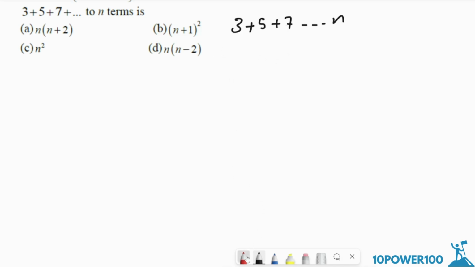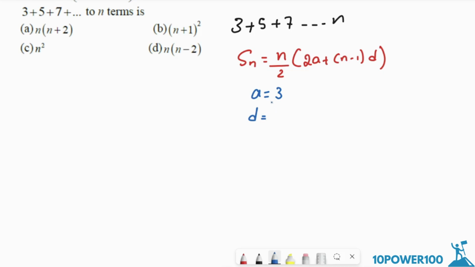So we all know the Sn formula. Sn is equal to n by 2 into (2a plus (n minus 1) into d). So this is the formula. Here in this series, a is very clearly 3. The d value is the second term minus the first term. It is 5 minus 3, which is 2.